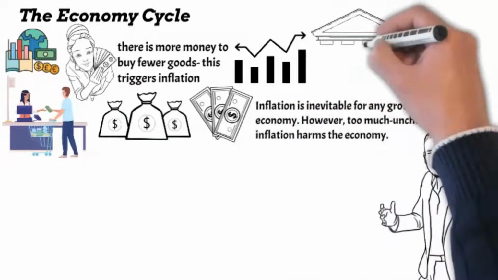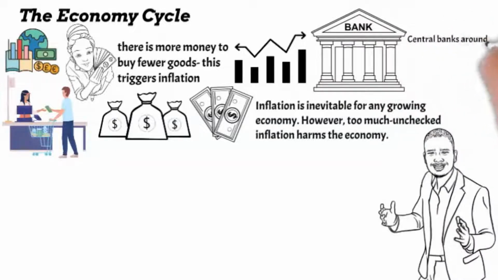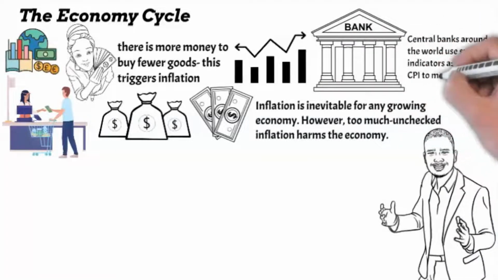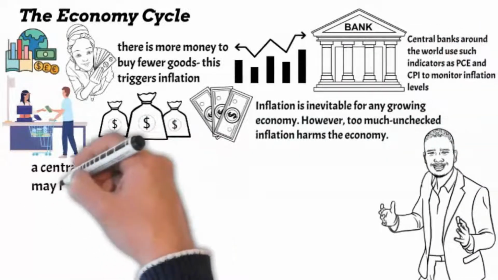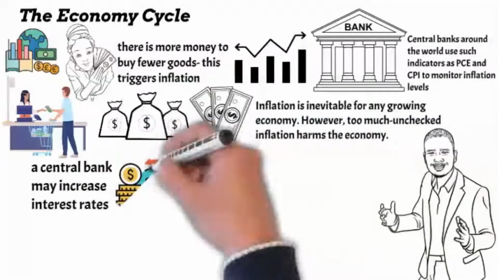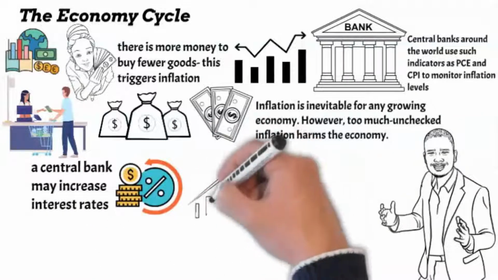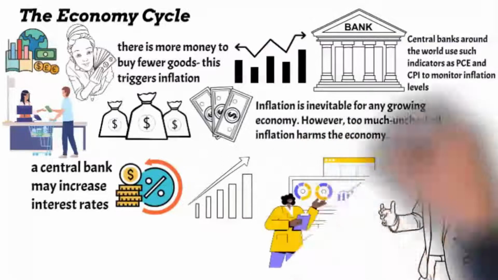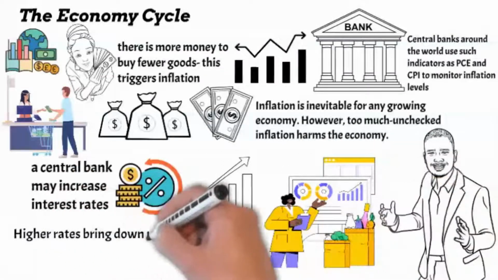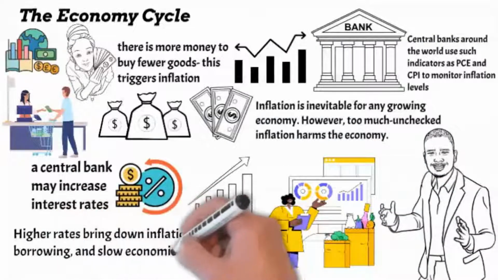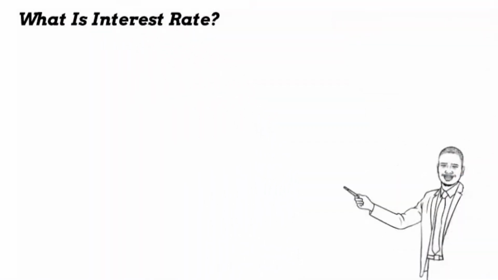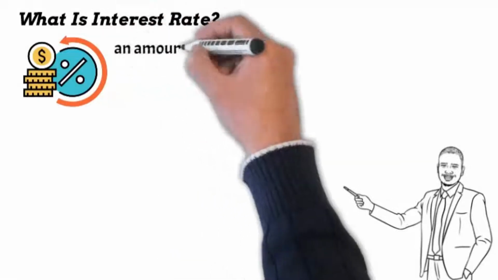Hence, central banks around the world use such indicators as PCE and CPI to monitor inflation levels in their respective countries closely. To maintain comfortable inflation levels, about 2%, a central bank may increase interest rates. Higher rates bring down inflation, discourage borrowing, and slow economic growth in a country. What is an interest rate? An interest rate is an amount charged for a loan.